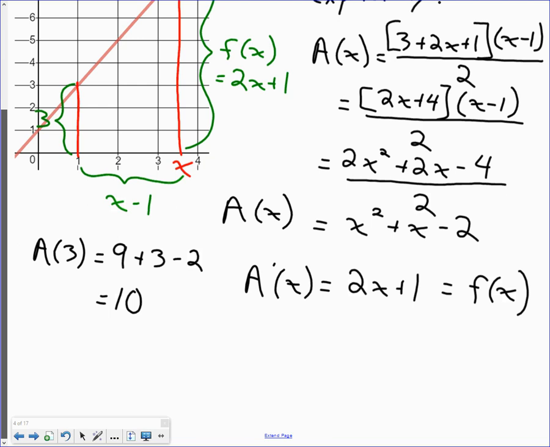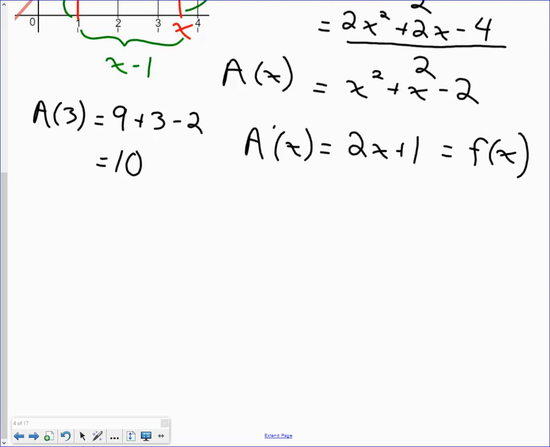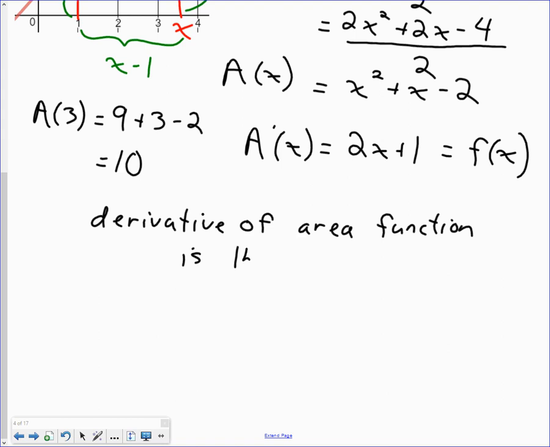Okay? So it may not be a surprise to you. It's like, yeah, we've been doing derivatives all year, and this kind of makes sense. But why would you expect a connection between the area of this trapezoid we found and derivatives? We use derivatives to find the slope of the tangent. What's going on here? And maybe it only works in this one very, very specific case. So here's the thing. We have found that the derivative of the area function is the original function.